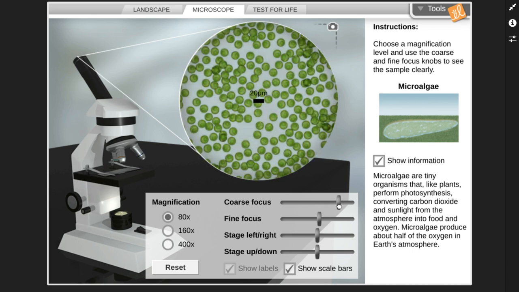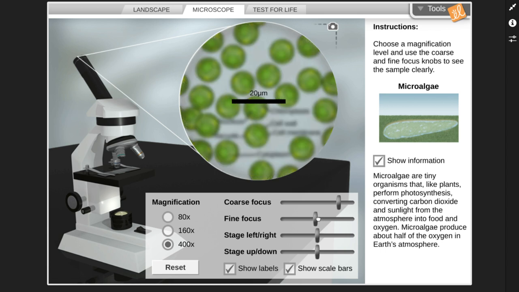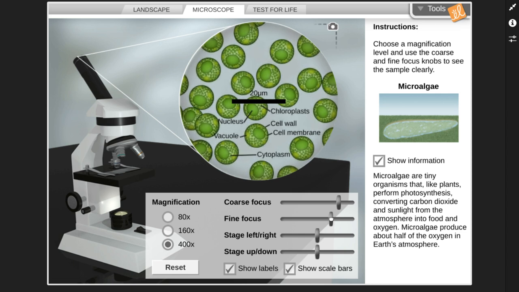Okay, so there you can see in the fine focus, but I'm going to magnify it up to 400x so that I can see those. Oh, I went the wrong way. So now it's getting clearer. There we go. Okay, so now I can look at those. I'm going to draw a couple of these cells, probably like one or two.